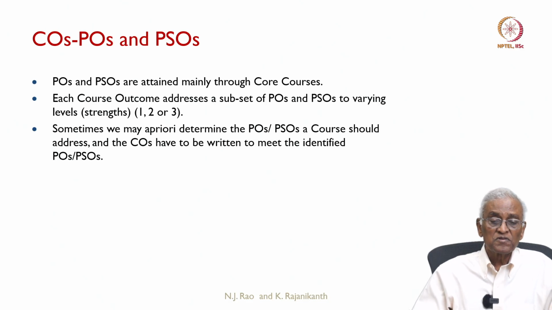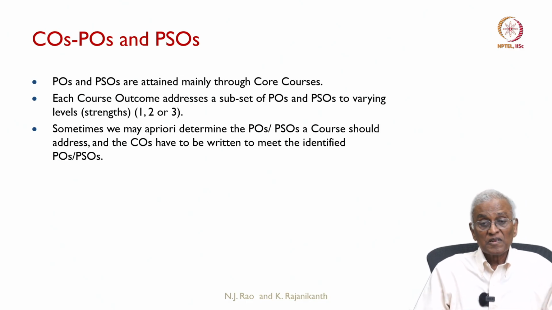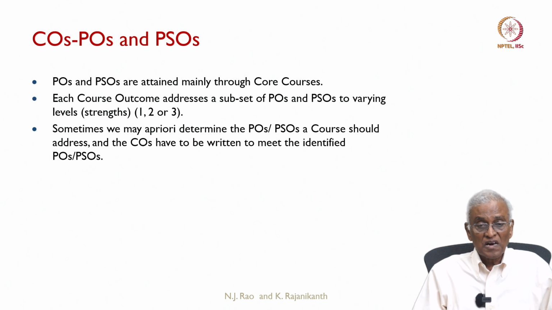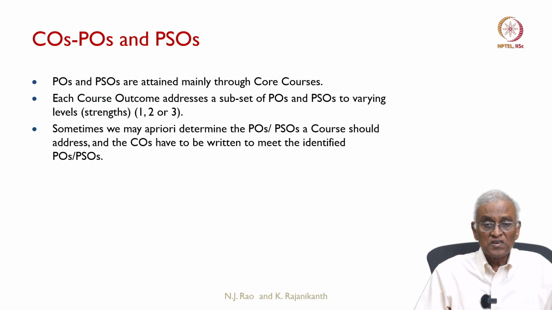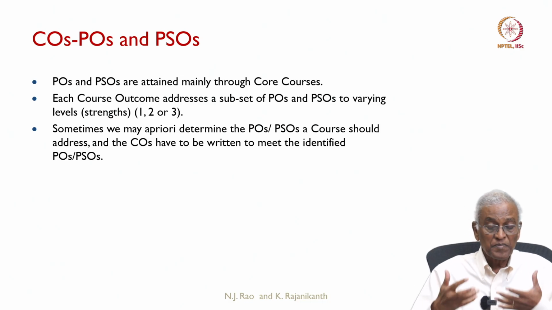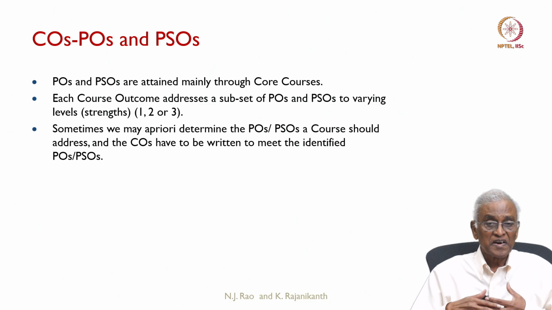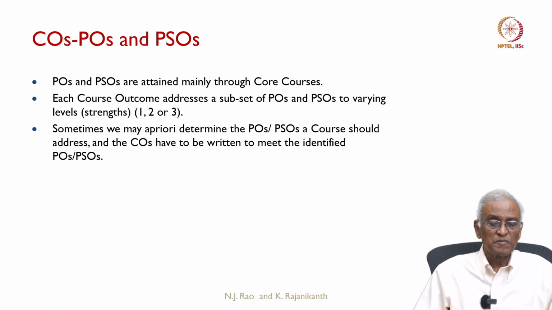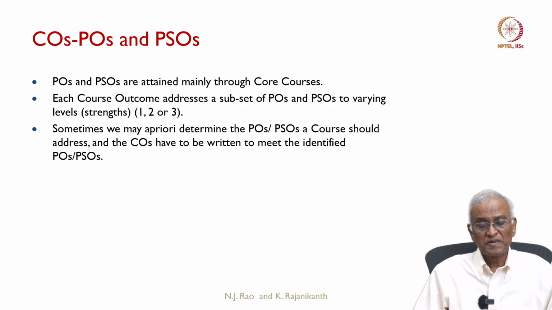Sometimes you have to plan at the program level. If certain POs are not adequately addressed, then you identify a course which can potentially address that PO. But this is a department level decision, not an individual decision. The group of faculty will have to sit together and decide. Mind you, core courses should be considered the responsibility of all the faculty of the department.